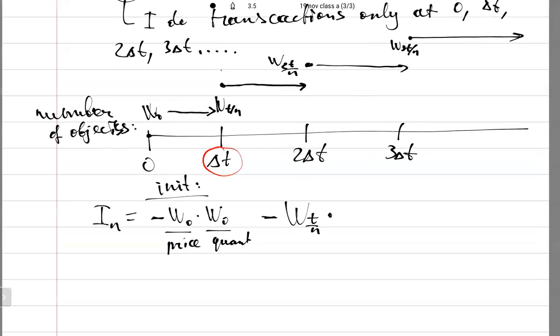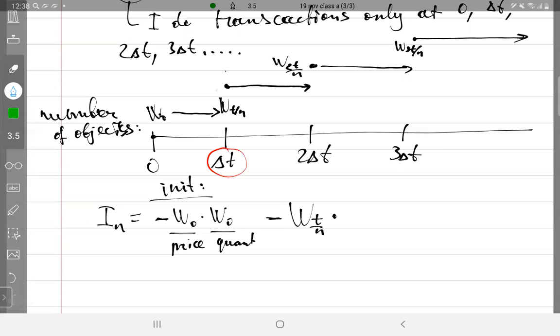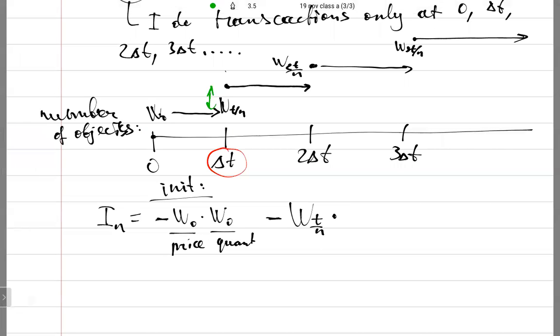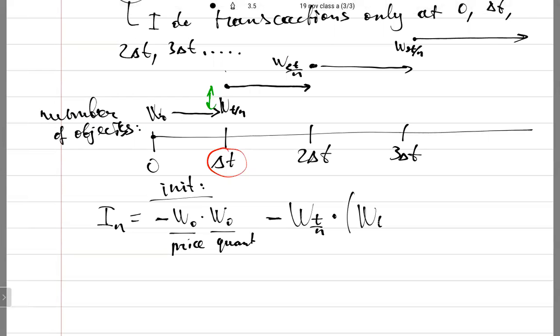And how much should I buy? I should buy this difference: the amount I should have minus the amount I have. So the amount I should buy is W_TN minus W_0. Once again, this is the price, and this is the quantity I should buy.